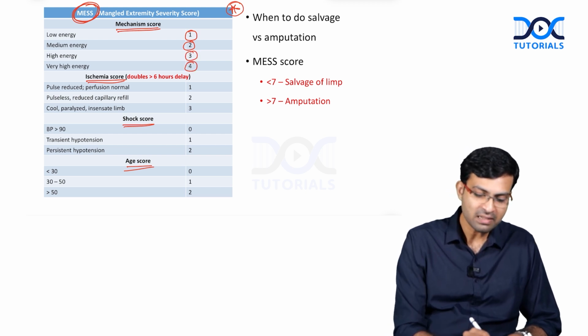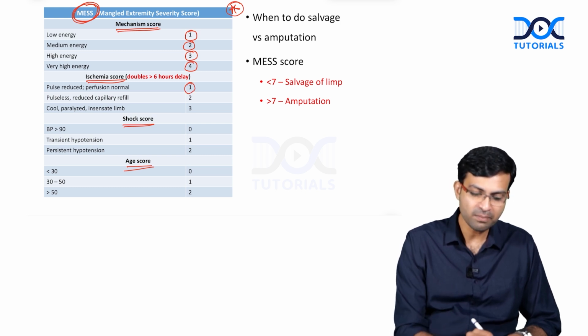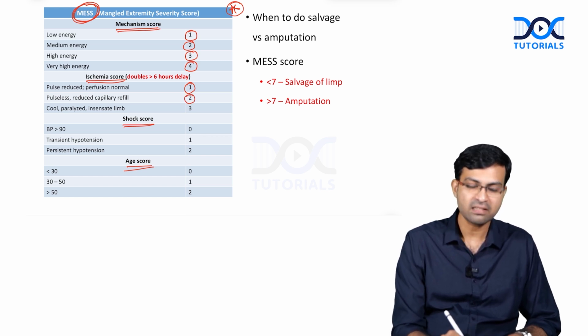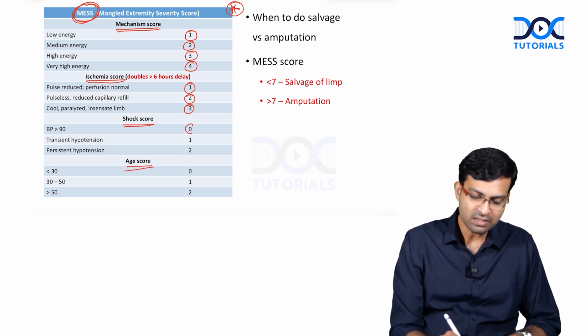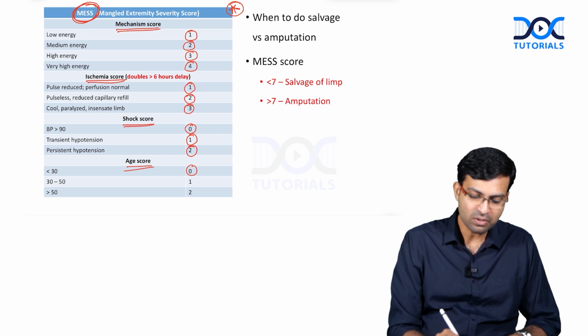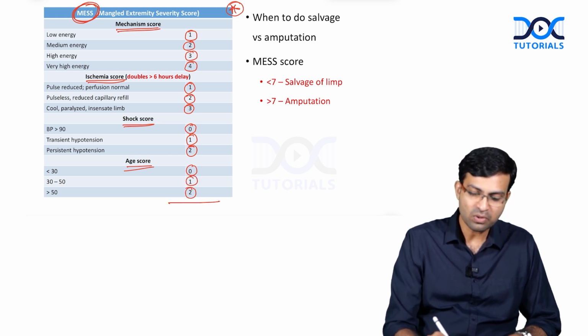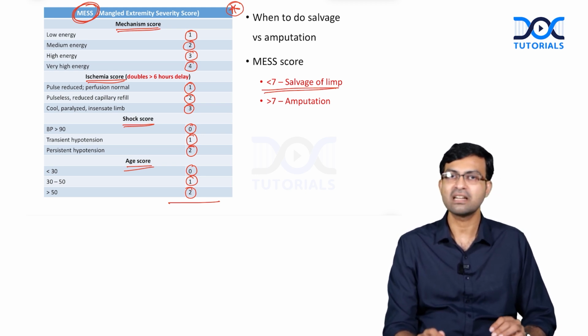Ischemia score: if the pulse is reduced but perfusion, that is capillary filling, is normal, you give it 1 point. If the limb is pulseless with reduced capillary refill, it is 2. If the limb is completely cold, paralyzed and insensate, that is complete loss of vascularity, it is 3. Then you have shock score. If the BP is more than 90, it is 0. Transient hypotension is 1 and persistent hypotension is 2. Age score: a patient less than 30 is 0, 30 to 50 is 1 and more than 50 is 2. You take the total score, and if the score is less than 7, then the patient is not that bad. You can do an external fixation and try to save the limb.